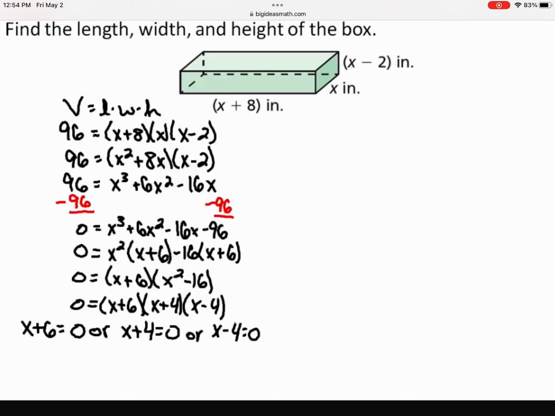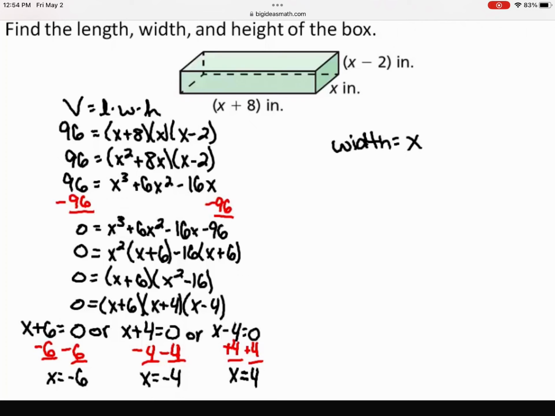To solve x plus 6 equals 0, subtract 6 from each side, giving you x equals negative 6. To solve x plus 4 equals 0, subtract 4 from each side, giving you x equals negative 4. And to solve x minus 4 equals 0, add 4 to each side, giving you x equals 4.